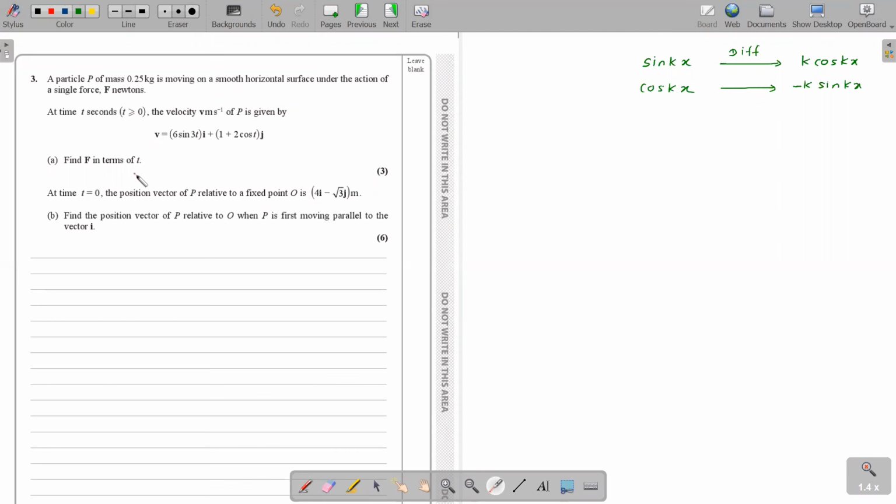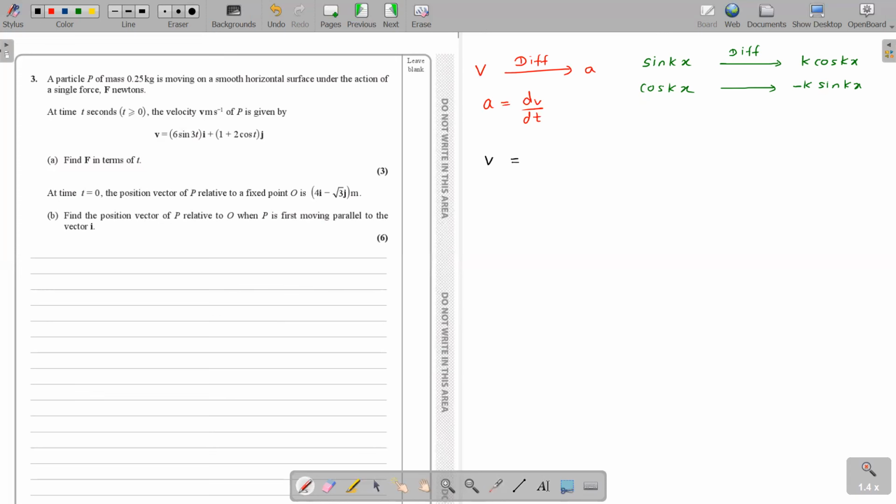To find the force, what is the formula we use? We use F equals ma. To find acceleration, what do we need? They have given us a velocity. To go from velocity to acceleration, what do we know? We need to differentiate. Basically, acceleration is dv by dt. So I have written here some rules to remember when differentiating sine and cos, because that's what we need to do here. So let's apply those rules.